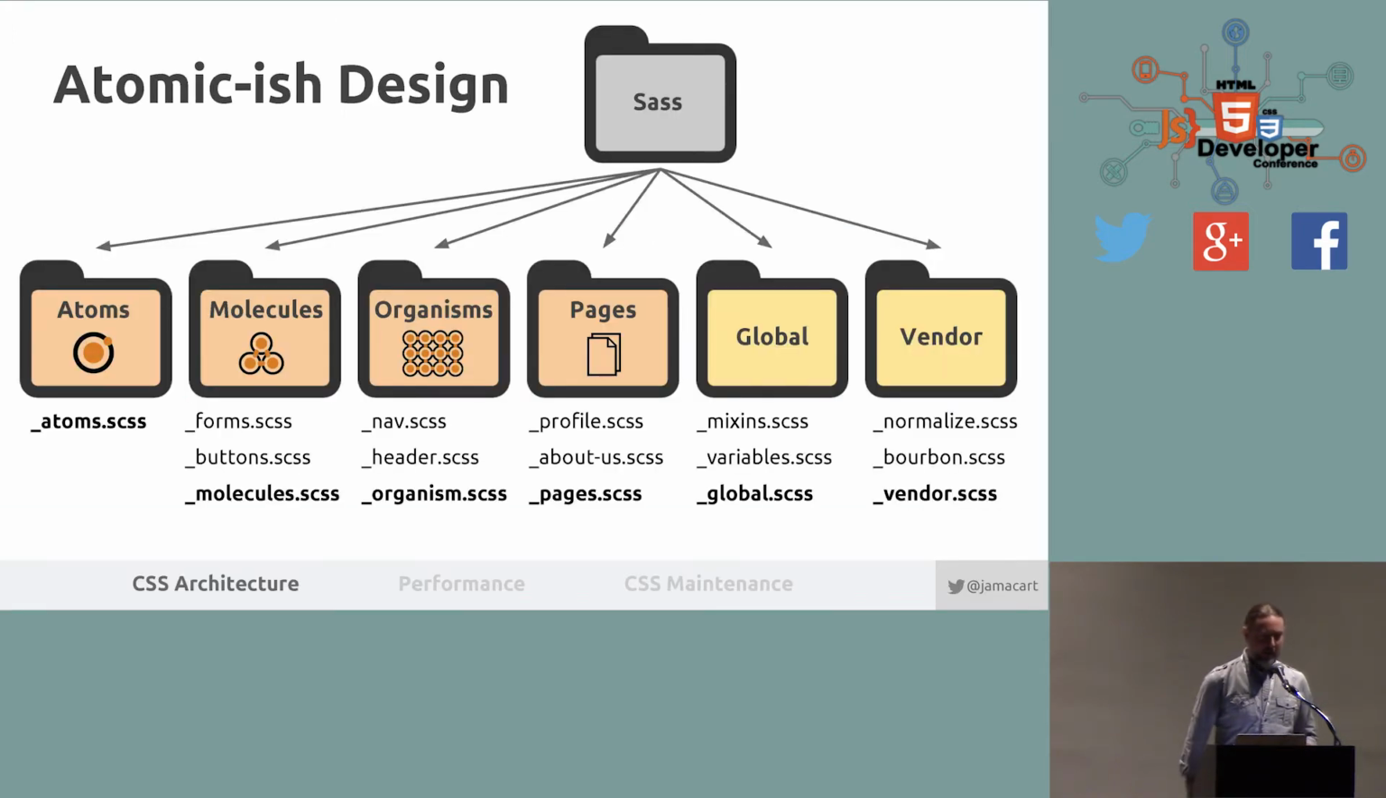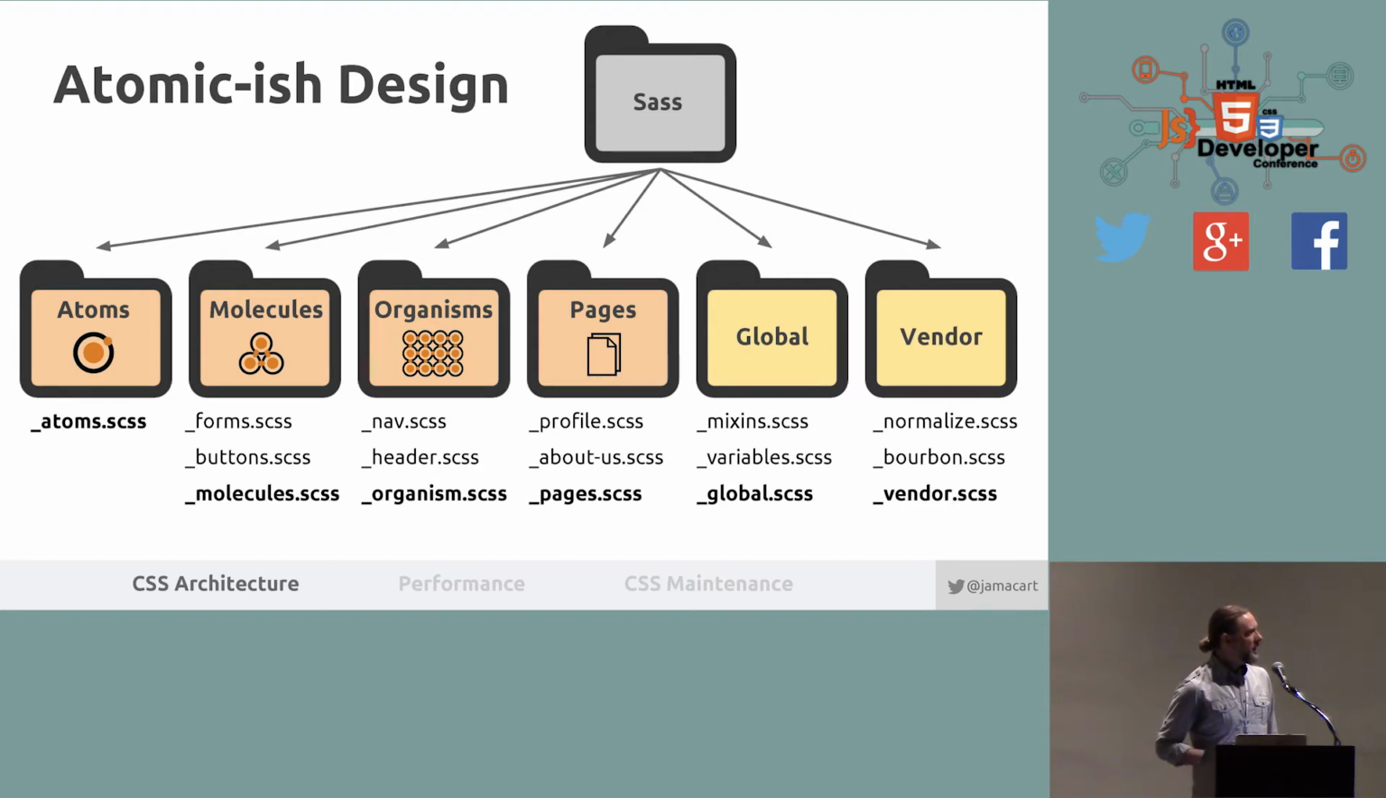I use kind of an atomic-ish design, so here's my Sass project. The atoms are things like paragraphs, headers, real simple elements. The molecules are things like forms, buttons, etc. And then organisms, you start to get bigger groupings of pieces, like the navigation, the header, stuff like that. And then full page styles. Sometimes you need full styles for your profile pages, about us page, stuff like that.